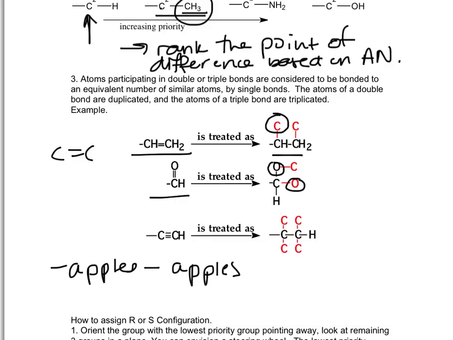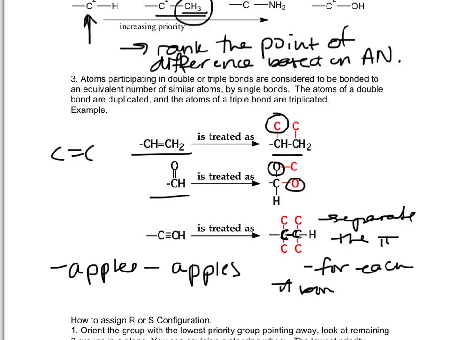A triple bond, okay, what you do is you have your 2 carbons that are bonded together, and then you're going to just separate the pi bond. For each pi bond, you add a carbon. So here we have 2 pi bonds, carbon, carbon, carbon, carbon.